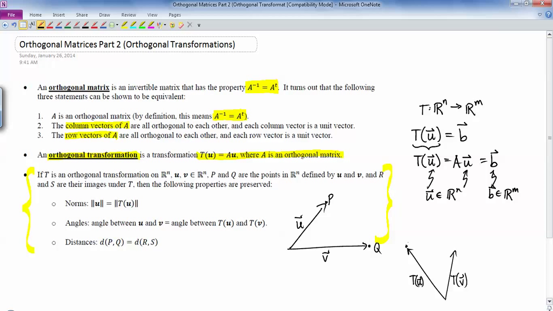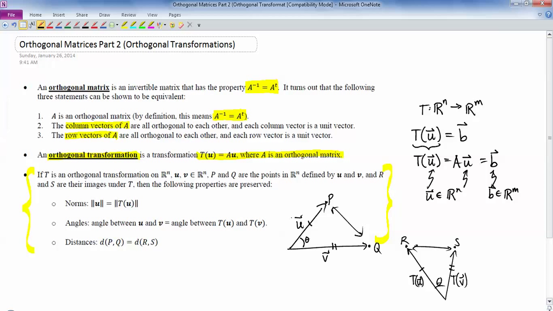Like, what do we say here? R and S. So the distance between P and Q right here ends up being exactly the same as the distance between R and S. The angle part says that the angle between U and V is going to be exactly the same as the angle between the images. And this length right here turns out to be the same as its image, and V's length turns out to be the same as its image, as long as that matrix A is an orthogonal matrix.